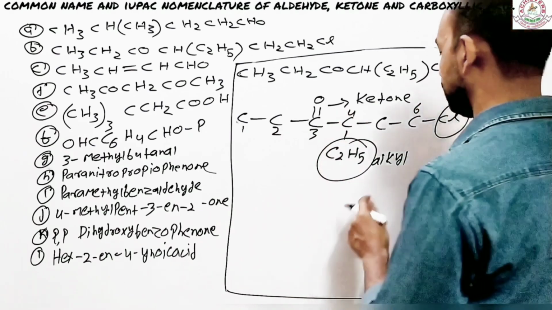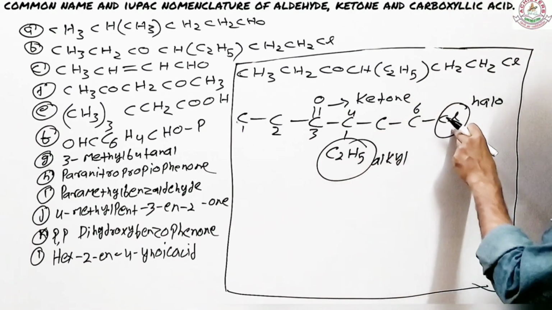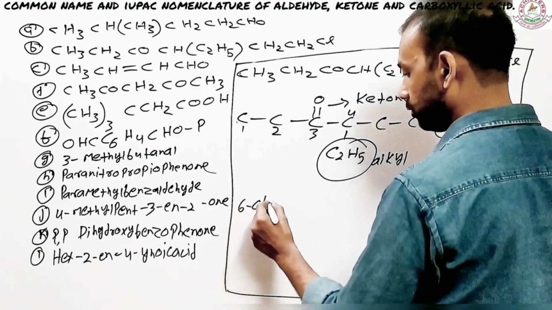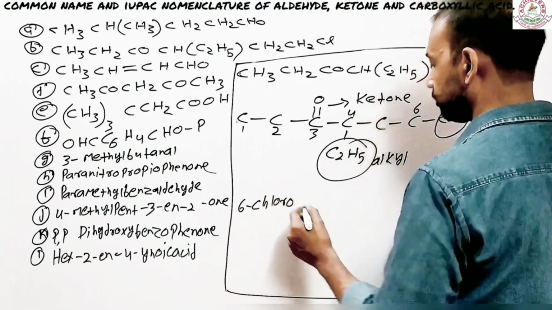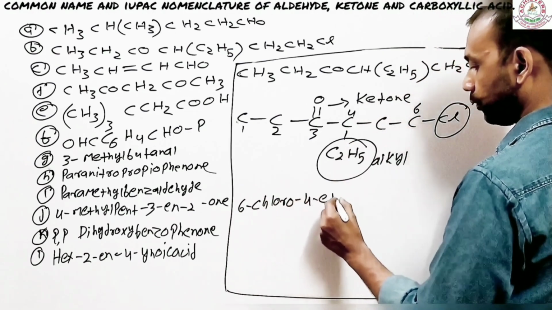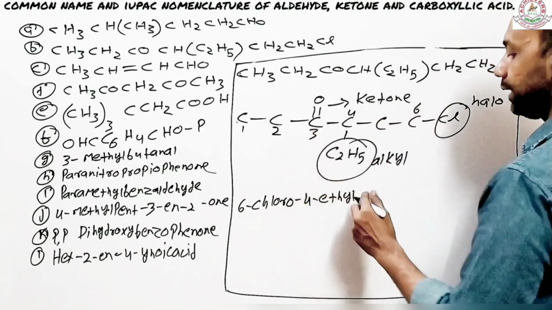Let's do the naming part here. This is chloro, and this is ethyl. So alphabetically C comes first. So I will be writing 6-chloro, 4-ethyl, and finally hexan-3-one.